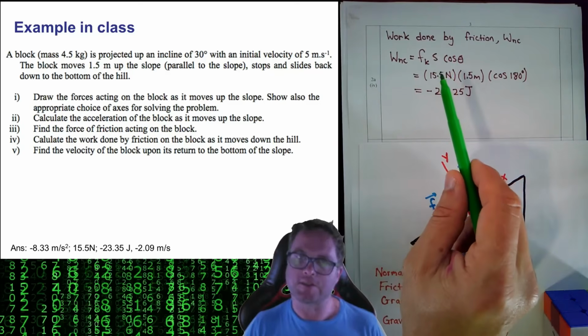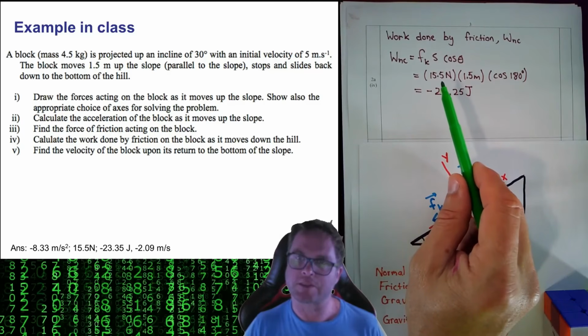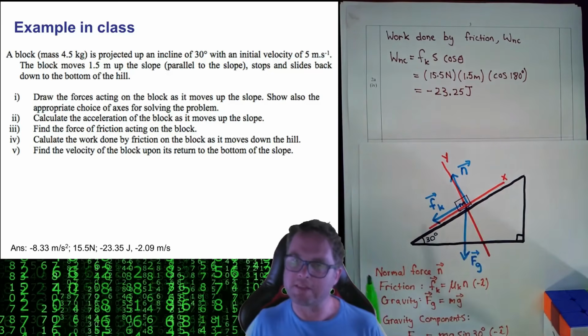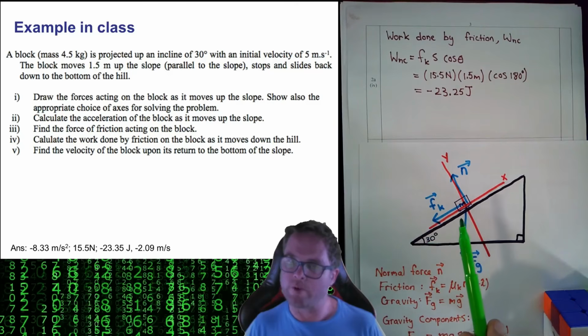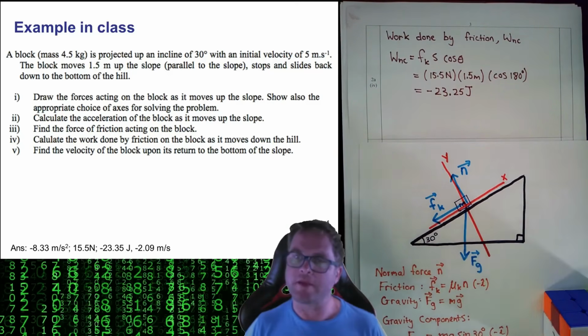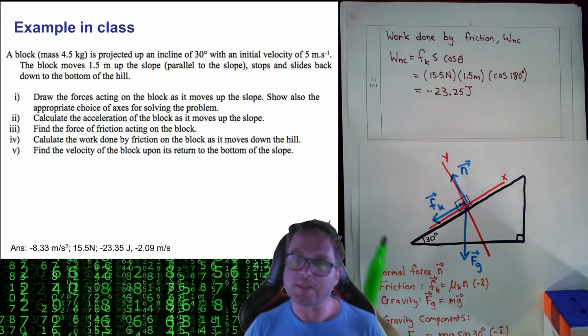If we go on to substitute the values in, we previously found that the force of kinetic friction was 15.5 newtons. The displacement is going to be 1.5 meters. The reason for that is that our block is moving 1.5 meters up the hill to the top. The third term we need to substitute in is for cos of theta. Here you need to be a little bit careful.